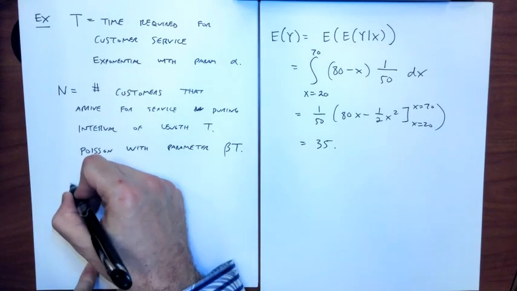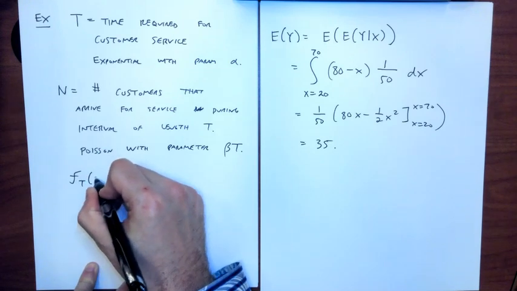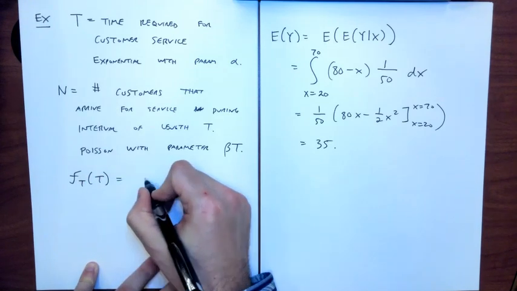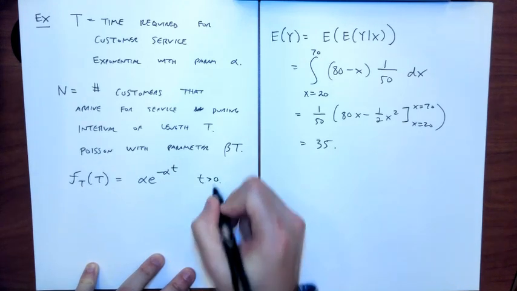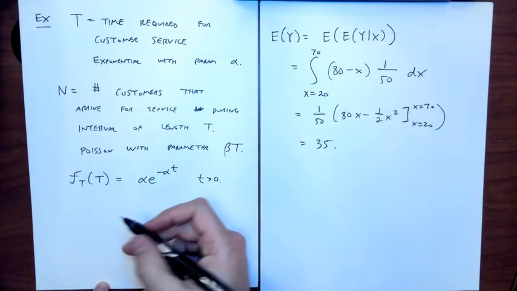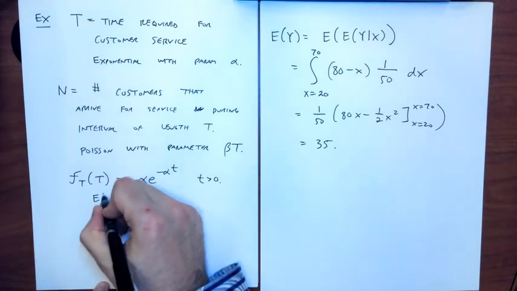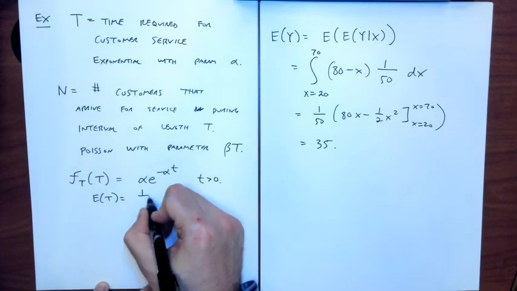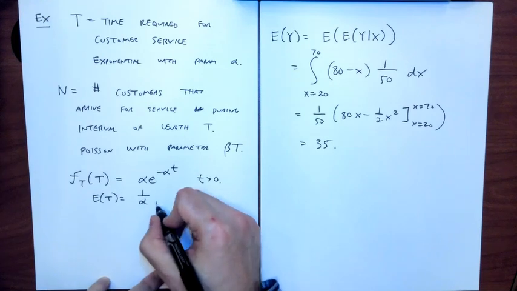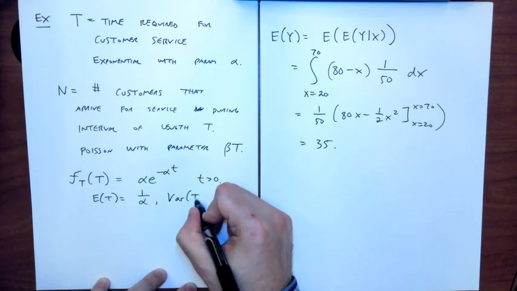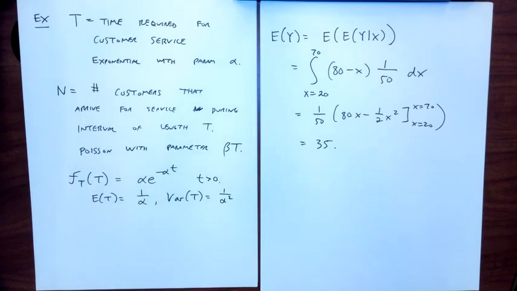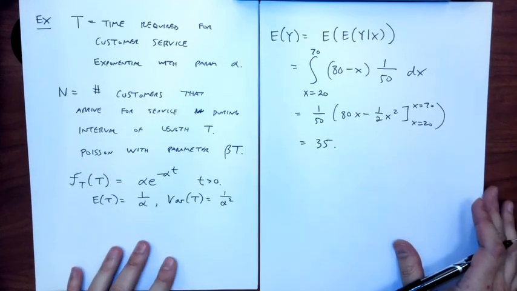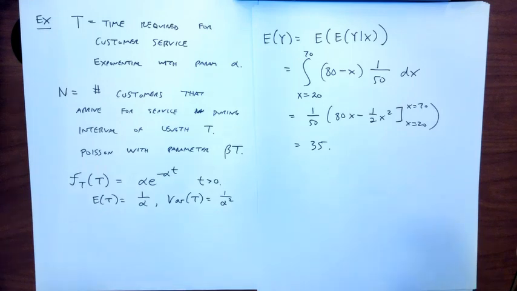We know that the PDF of t is exponential with parameter lambda. This is the PDF of t, and t is a continuous random variable. By definition, the expected value of t is 1 over alpha, and the variance of t is 1 over alpha squared. How do I know this? Because I looked it up in the book, or at least we proved this a while ago, so you've been using this already. It's something you'd find in that table of common random variables.